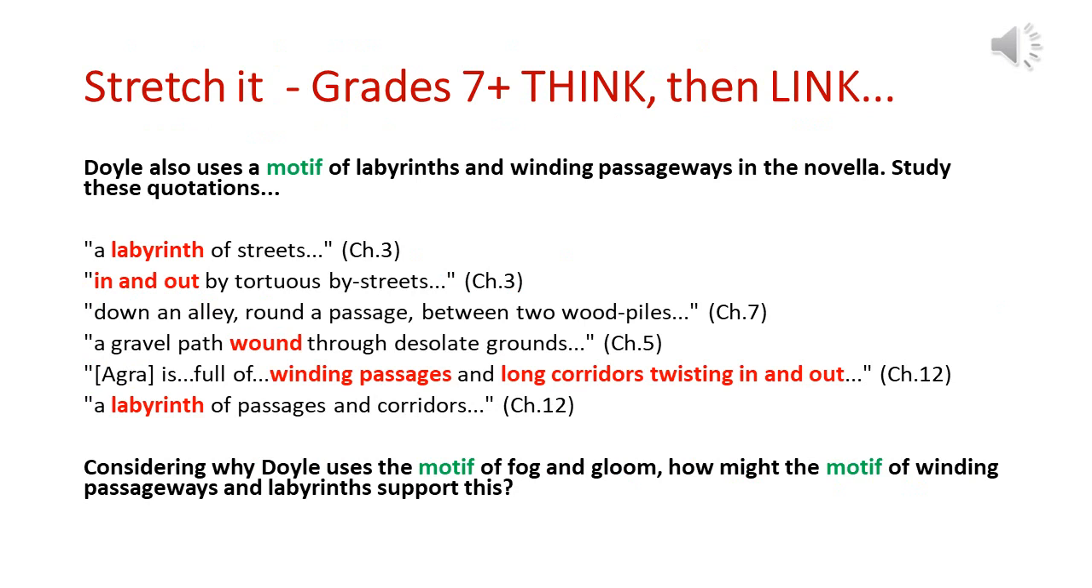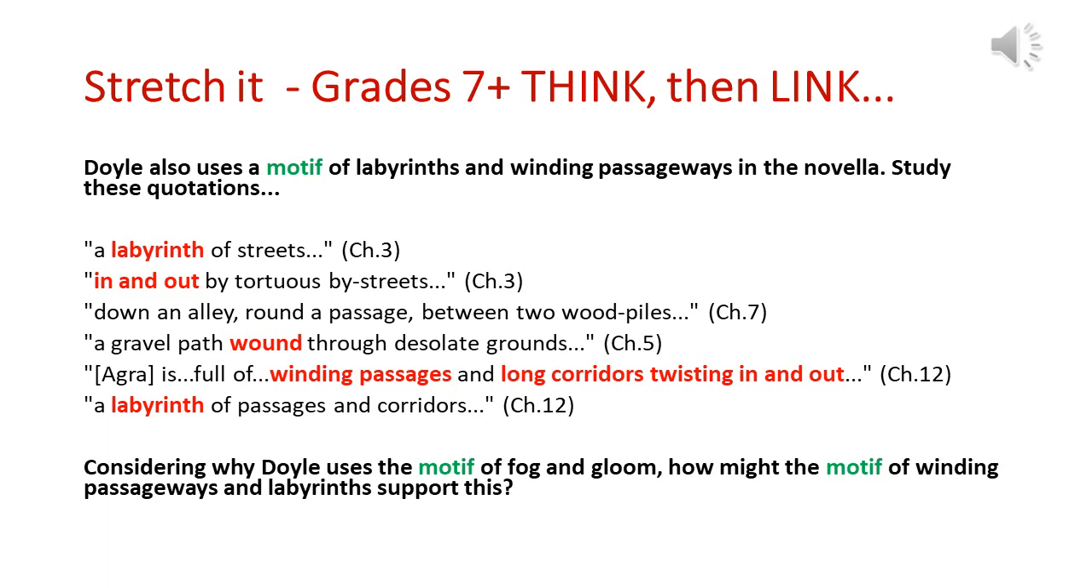Okay, so for those of you who are going for a grade 7 or above, you may also want to talk about the motif of labyrinths and winding passageways in the novella. So if you have a look at the quotations that I've gathered for you, one of the key ones is this idea of everything being like a labyrinth. So in chapter 3, when they're travelling to Thaddeus Sholto's house, they have to navigate through a labyrinth of streets. Now the word labyrinth is used several times throughout the story, so it does become this motif.